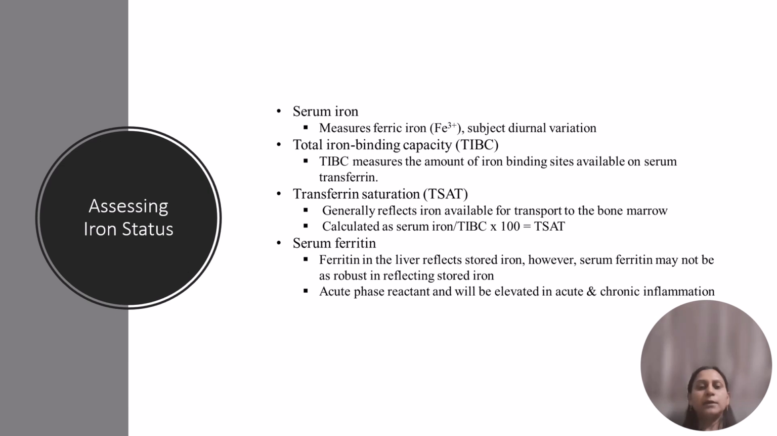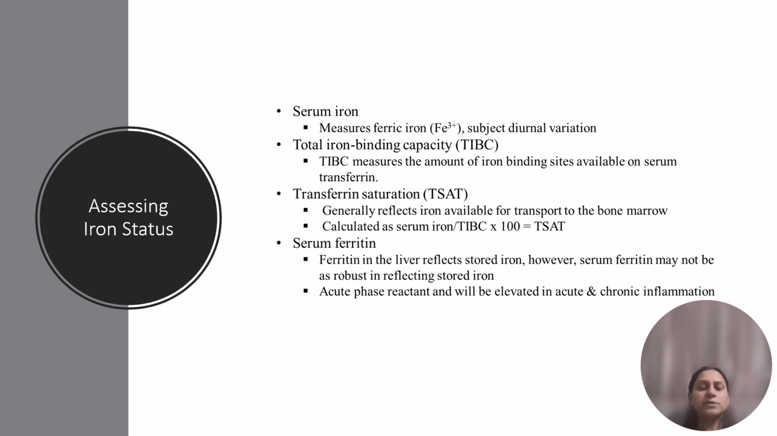Coming to serum iron, it is basically the ferric iron which is being measured, and it is subject to diurnal variations. The ferric iron levels are higher during the morning hours compared to the evening hours. This is because of the circadian rhythm where the hepcidin production is least in the morning.